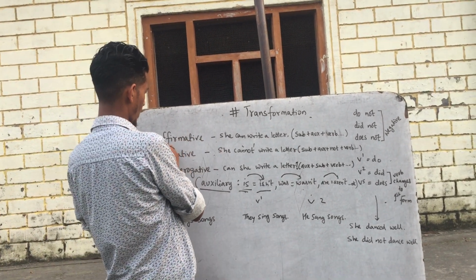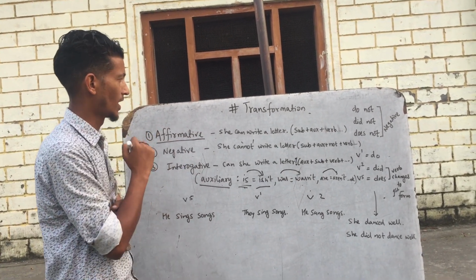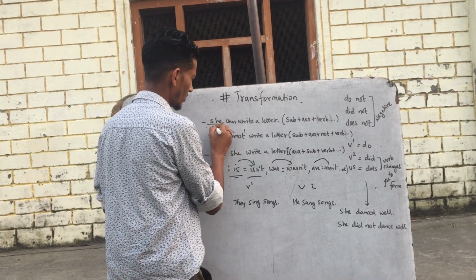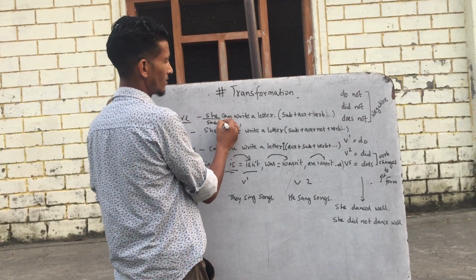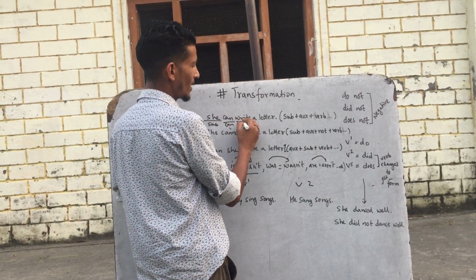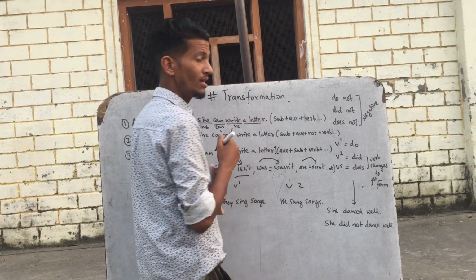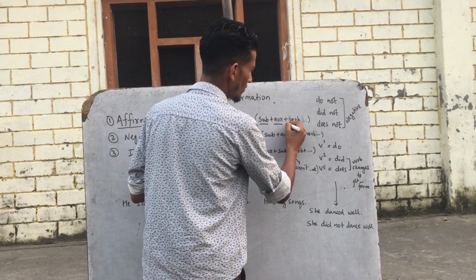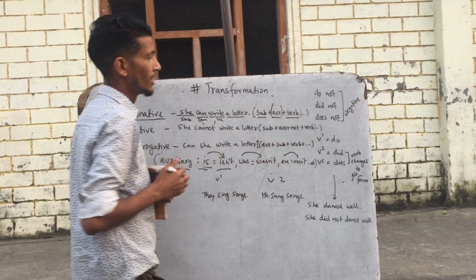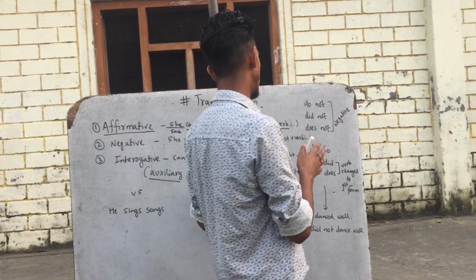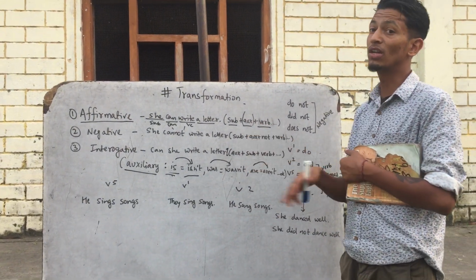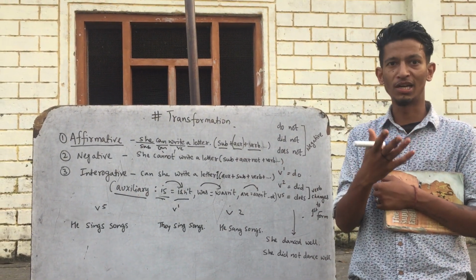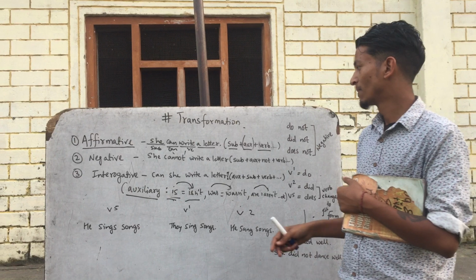So this is when I am writing it in an affirmative sentence. She is a subject, can is auxiliary, write is a verb, and a letter is object. So I have written over here the formula: subject plus auxiliary plus verb. So we need to know whether there is an auxiliary or not in a sentence. If there is no auxiliary, we will talk about that later in the same video today.